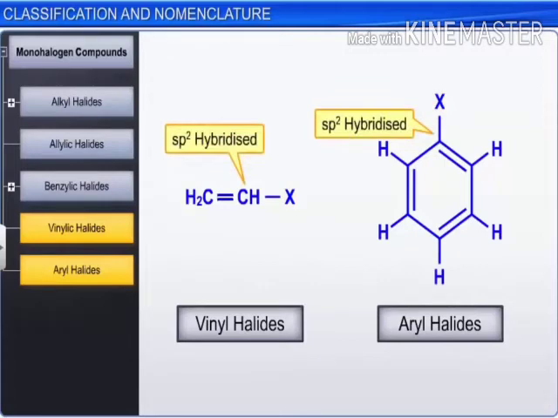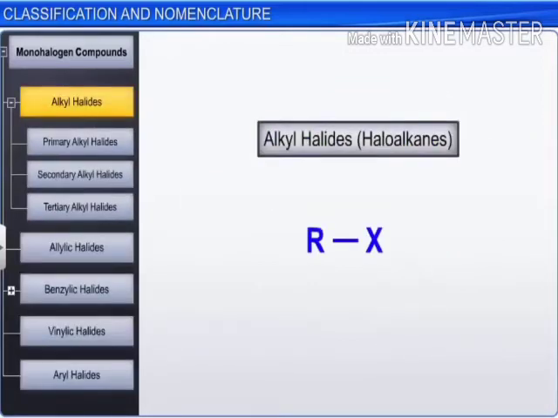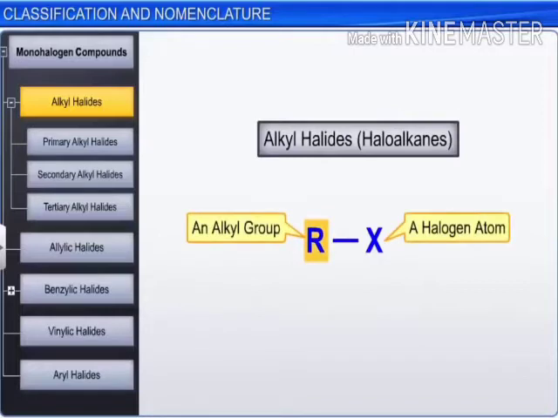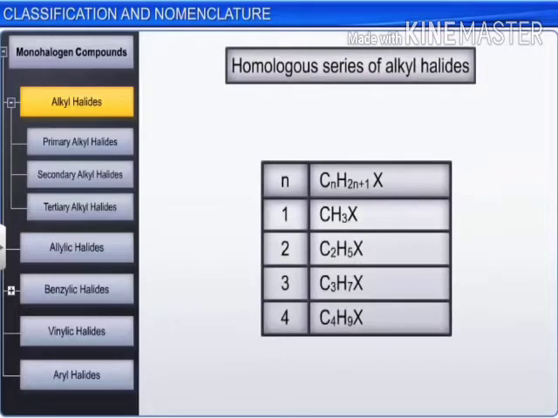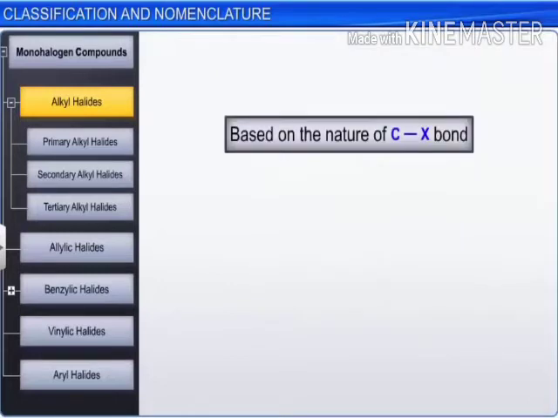We'll start with the alkyl halides, or haloalkanes, which have the general formula RX. R here represents an alkyl group. In these compounds, the halogen atom is bonded to an sp3 hybridized carbon atom. The homologous series of alkyl halides can be represented by the formula CnH2n+1X. Based on the nature of the carbon atom to which the halogen atom is attached, the alkyl halides are further classified into primary, secondary, and tertiary.